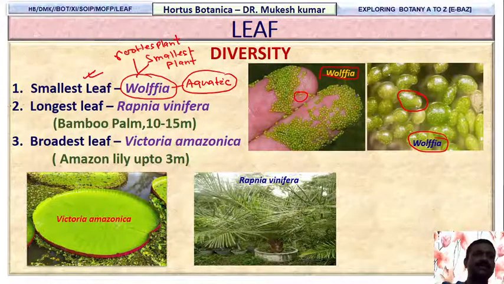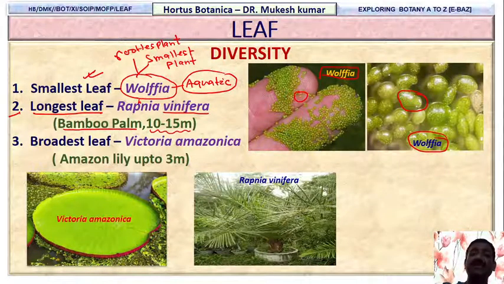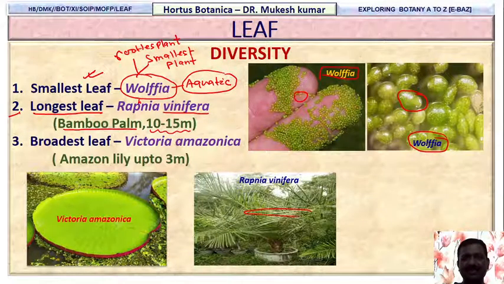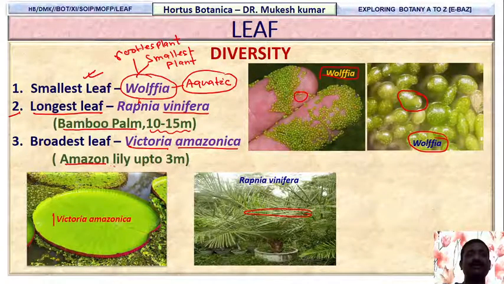Right now, let's see the second one, that is the longest leaf. Yes, the longest leaf is found in Raphia. This is Raphia vinifera, commonly known as the bamboo palm, and it may be up to 10 to 15 meters long. Very interesting. See, this is the structure, how very long they are. And when you talk about the broadest leaf, let's see the broadest leaf, my dear. This is Victoria amazonica, commonly known as Amazon lily.